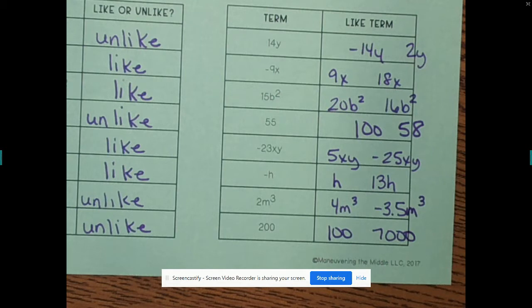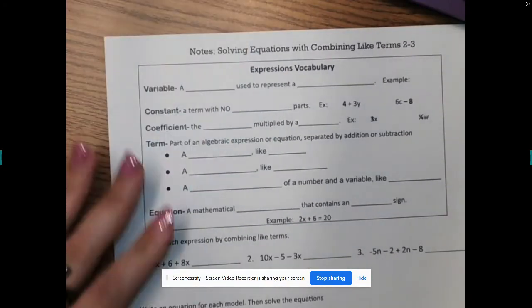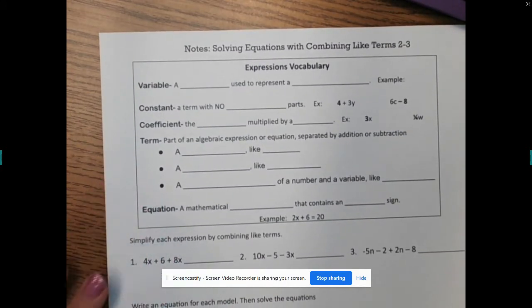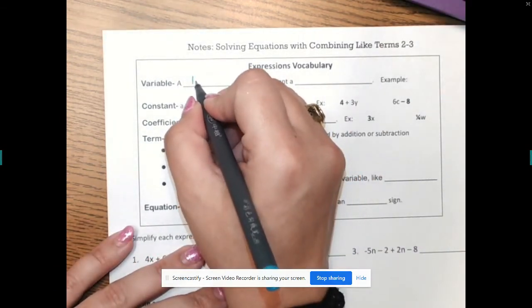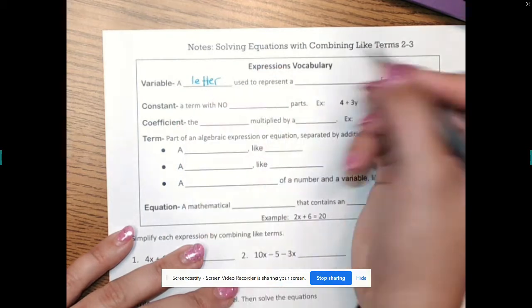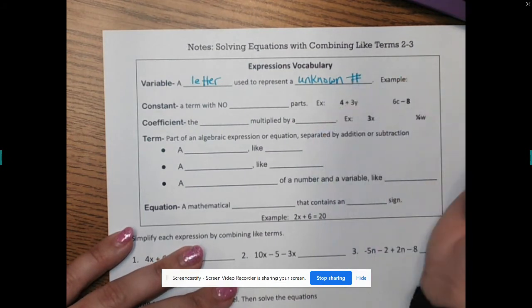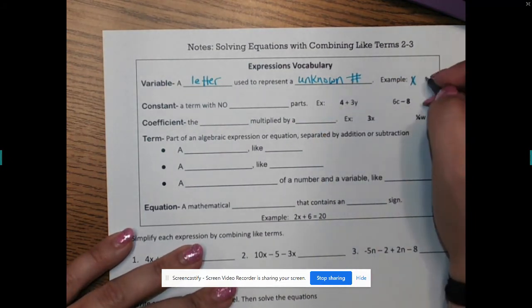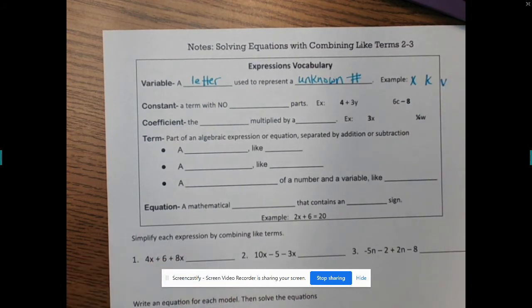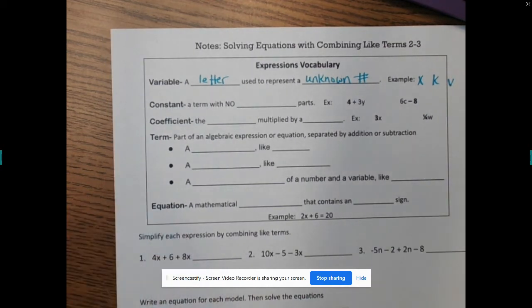All right, let's look at that white paper. The numbers are not as pretty, so I want to do the other numbers on the white paper. This top part is vocabulary review from 7th grade. You already know the answer to the first one. The variable is a letter. It represents an unknown. That's what you're solving for. It's usually X. It could be K. It could be V. It could be any letter.